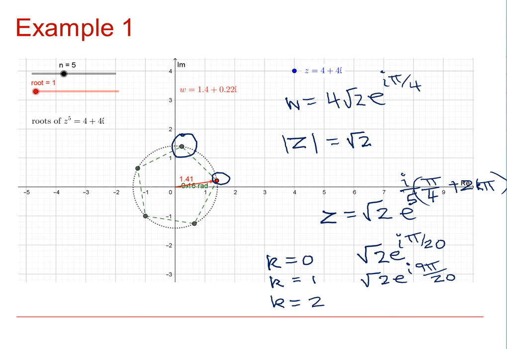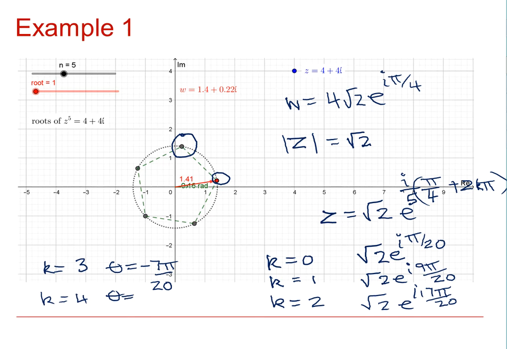K equals 2 gives root 2 e to the 17 pi by 20 i. For k equals 3, then theta is minus 7 pi by 20. And for k is 4, the theta value is minus 15 pi by 20. I think you can see that those five roots would form that pentagon on the circle of radius root 2.